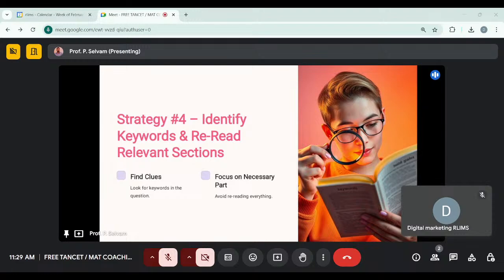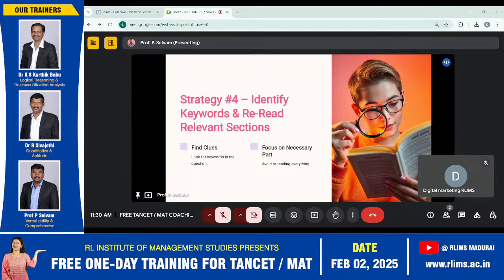Look for keywords in the questions. Read the question first. If you don't understand the question, read the question again and look for specific keywords, and relate to those keywords. What synonyms are given for those keywords in the passage? That is another way. You can correlate: this keyword I came across in the question, for this keyword, this must be the synonym in the passage. In such a way, you need to correlate. And don't read all the sentences twice. Don't do that.